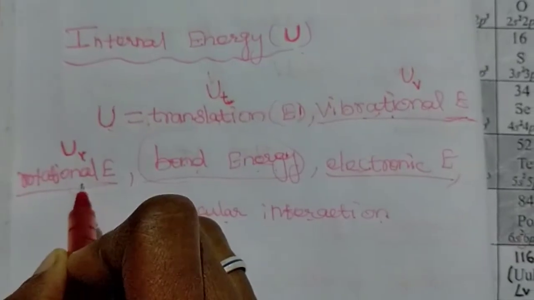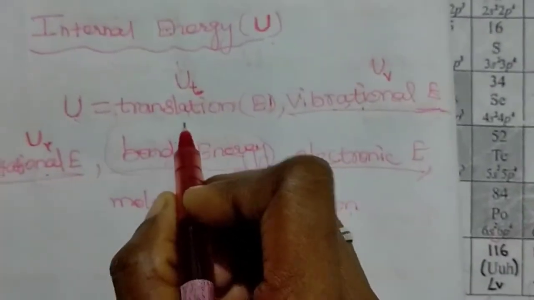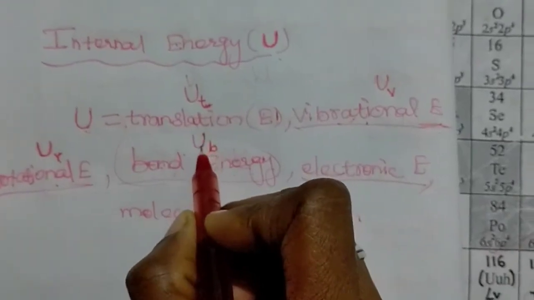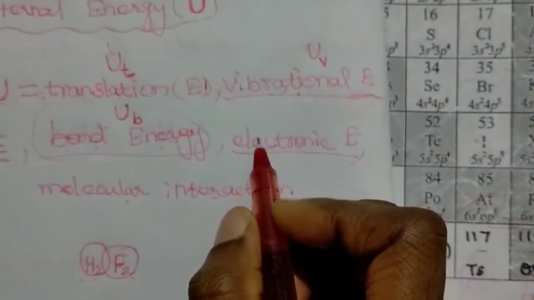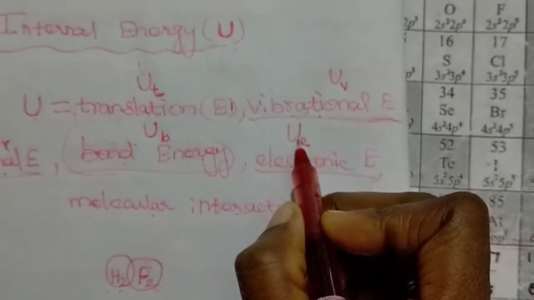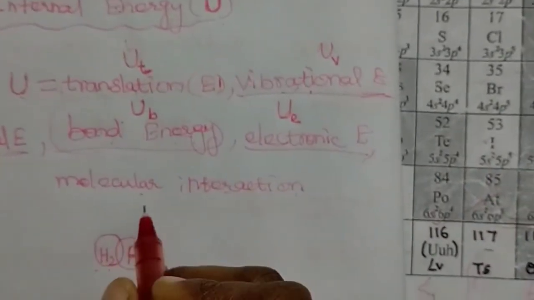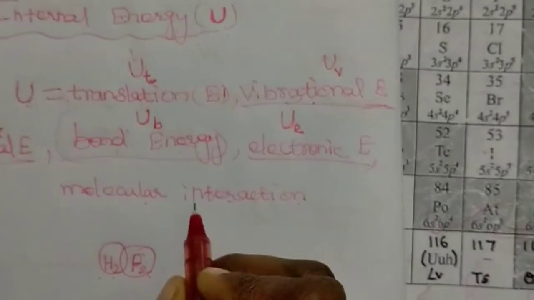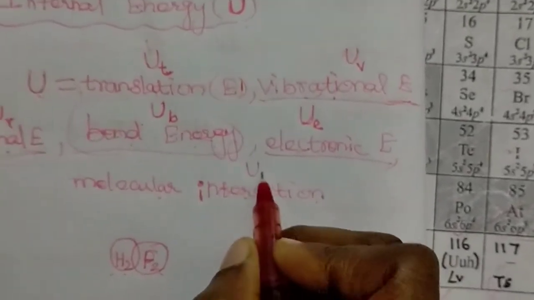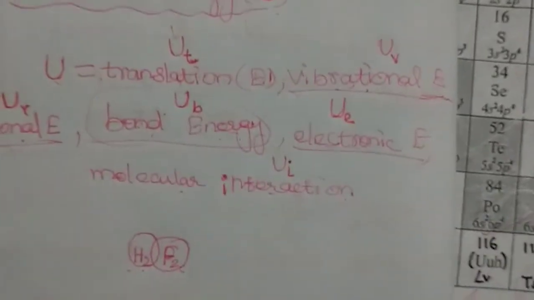R is rotational energy. Then how to write bond energy? UB, bond energy, capital U and B. Then what is electronic energy? Capital U, E, small e. This is electronic energy. Then molecular interaction energy: capital U, I, interaction energy.